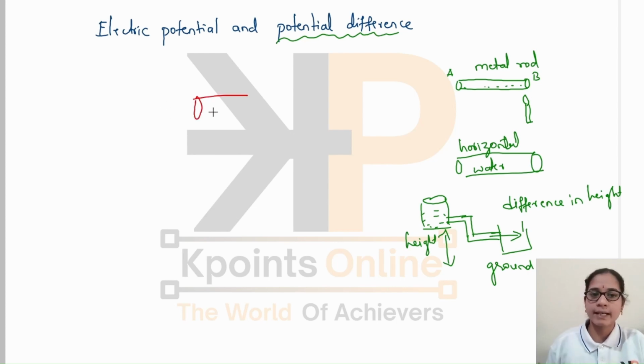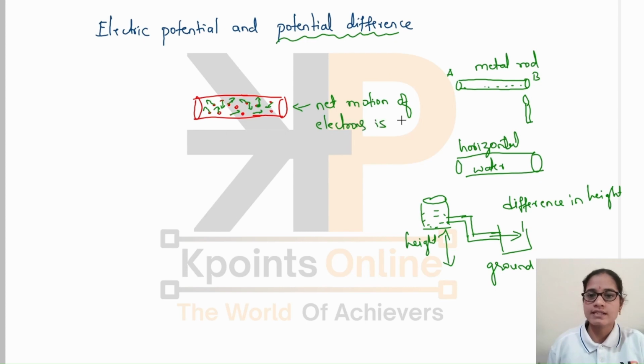Suppose I take a metallic wire here. It contains a large number of free electrons. And these electrons are moving randomly in any direction. There is no specific direction for the electrons to move here. They are moving randomly in all the possible directions, because of which the net motion of the electrons will be zero.